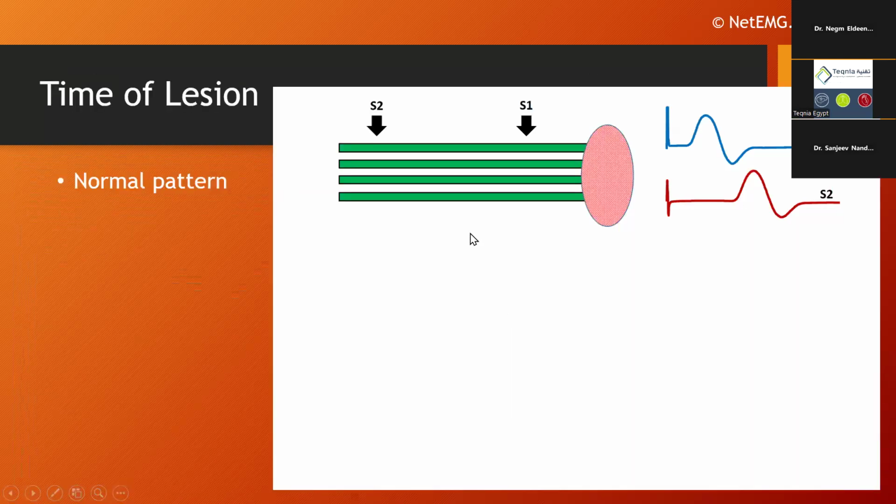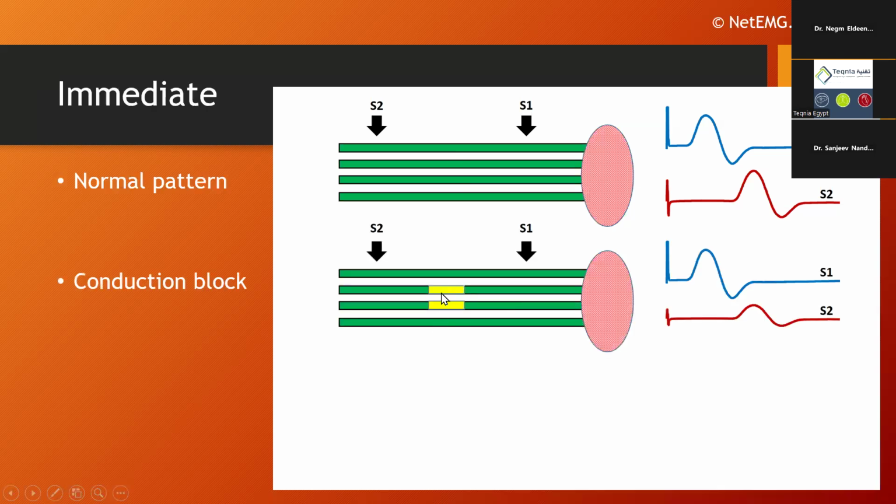It is important to look at the time of lesion. So this is the normal pattern. This is distal stimulation, proximal stimulation. You get normal responses over here. If you have pathology, and let's say it caused a lesion over here, I don't know if it is conduction block or axonopathy. And if I were to do the study immediately, notice that my distal response is normal, but the proximal response has lower amplitude. This can be axonopathy or a conduction block.